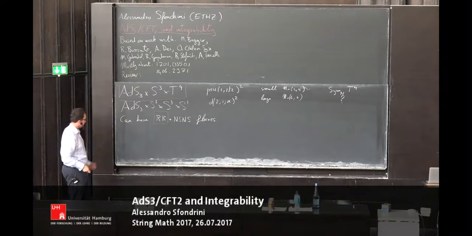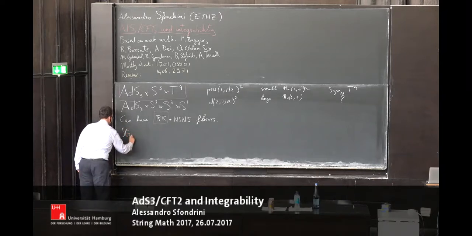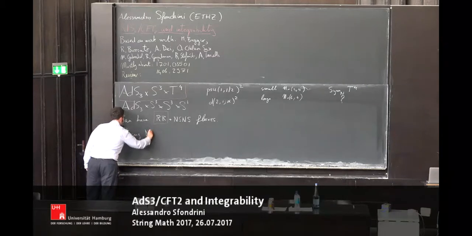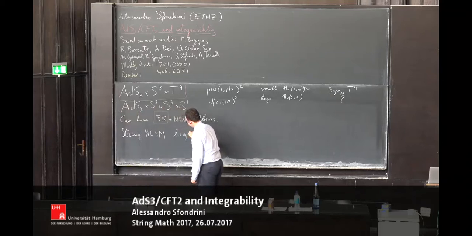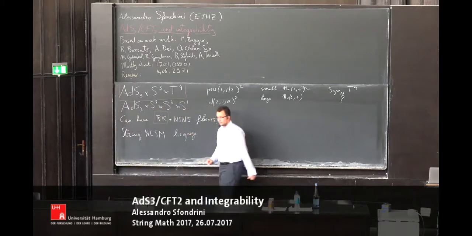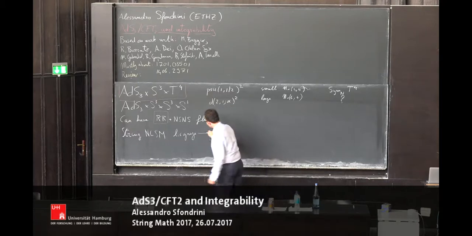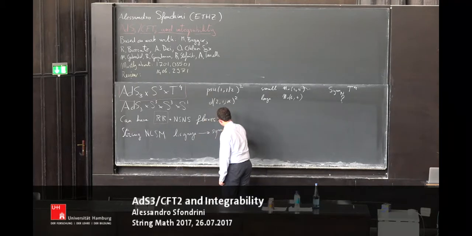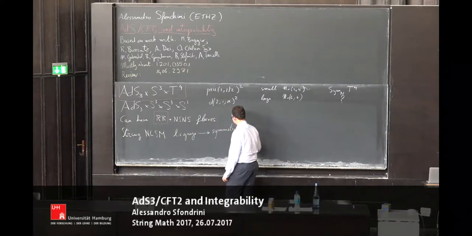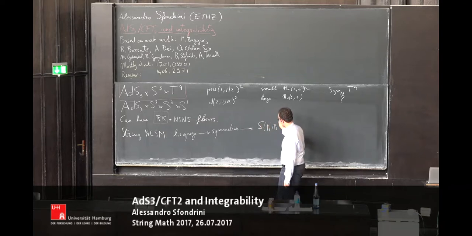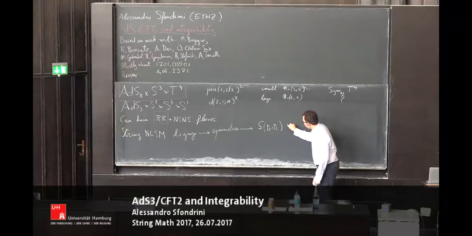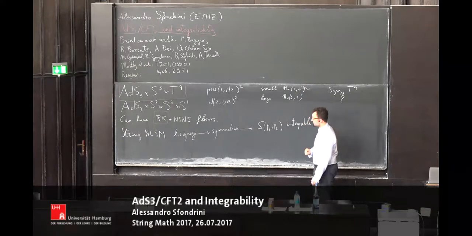What is the strategy? The strategy is to look at the string nonlinear sigma model, and fix light cone gauge. And now you have a two-dimensional quantum field theory. And then you will study the symmetries of this theory in light cone gauge. And through these symmetries, you will find a two-particle S matrix, S(p1, p2), where p1 and p2 are the momenta. And you will hope that this two-particle S matrix is integrable, meaning that it satisfies the Yang-Baxter equation.